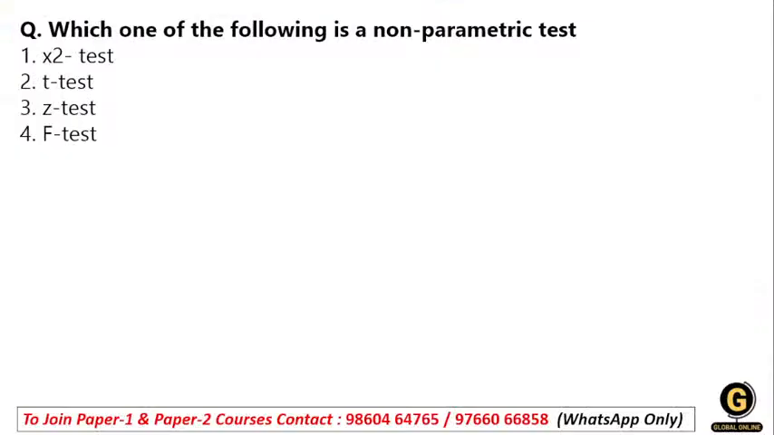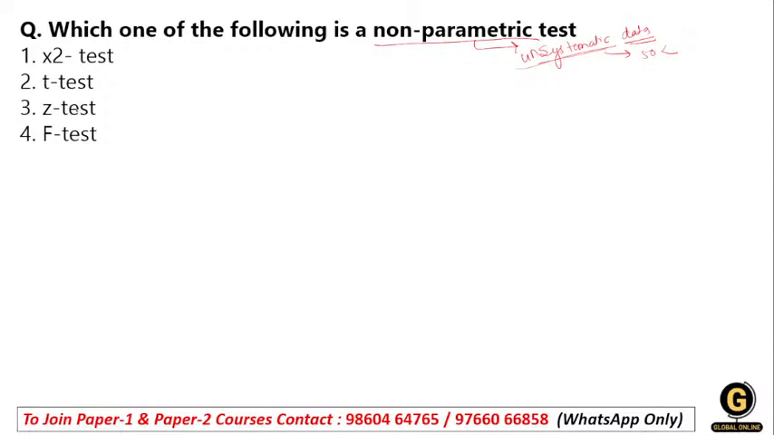So student, without wasting our time, because we have less time, the next question on your screen is: which one of the following is not a non-parametric test? You know what a non-parametric test is. It is used when the data is not systematically collected, unsystematically collected data, and the size of the data is greater than 50. In that condition the non-parametric test will be used.